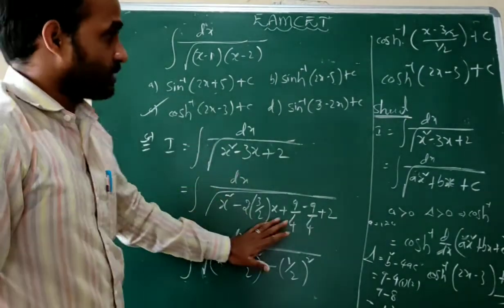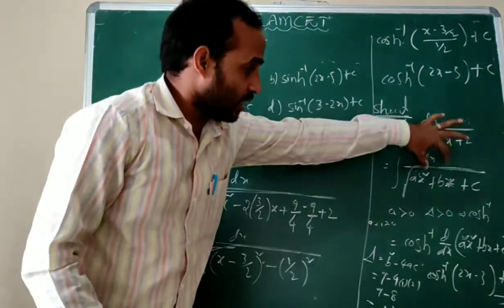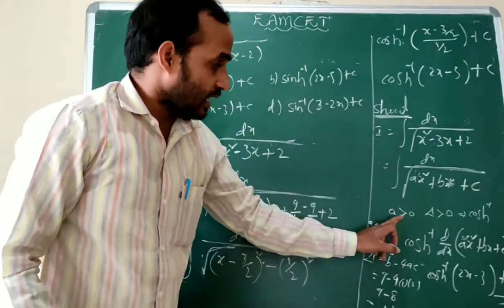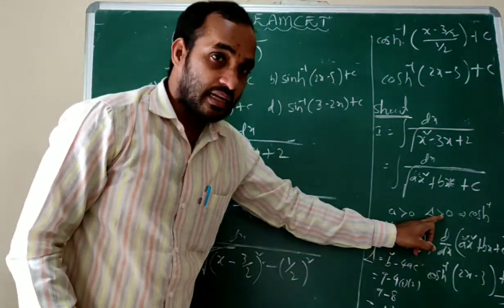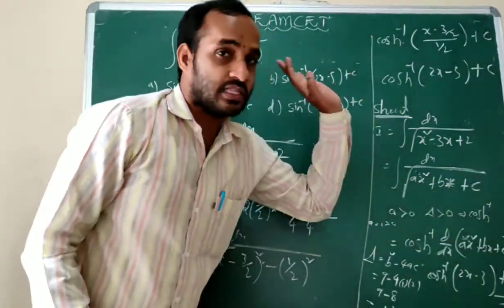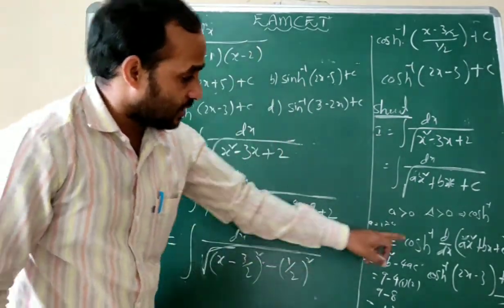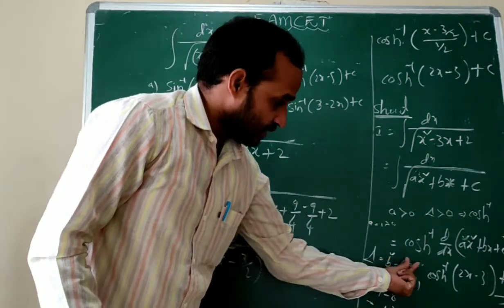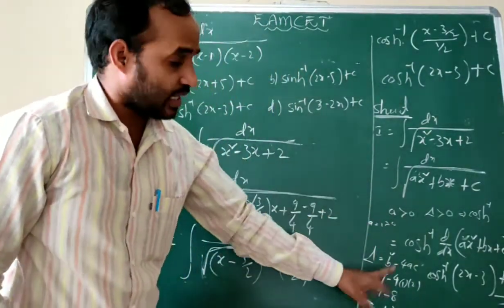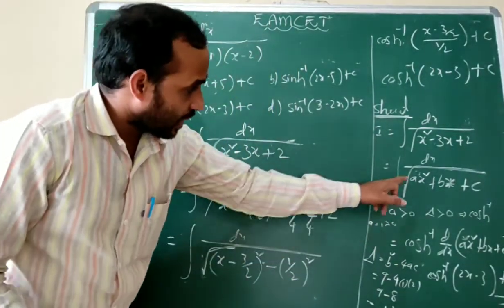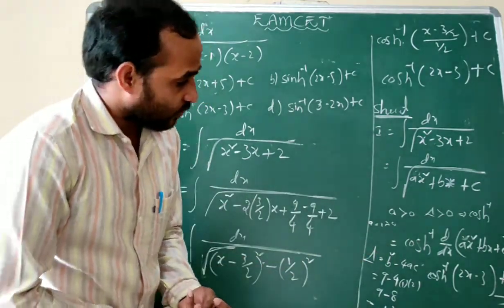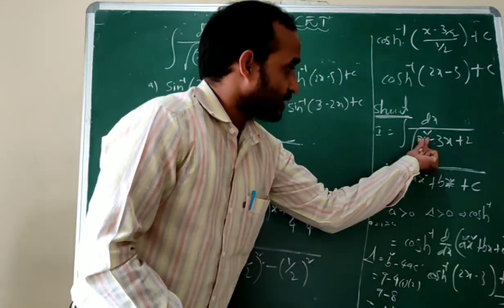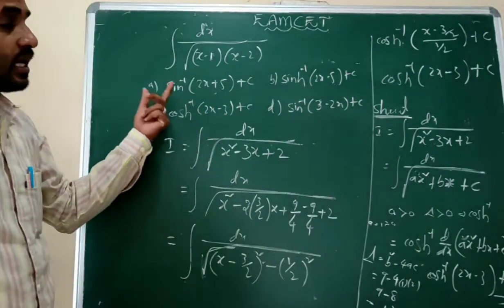This is the procedure. Otherwise, the shortcut: the formula for ax square plus bx plus c, with a greater than 0 and delta greater than 0, implies cos h inverse is the formula. Cos h inverse of the derivative of the function, where delta is b square minus 4ac. Here 9 minus 8 is greater than 0, and a value 1 is also greater than 0. Therefore cos h inverse of the derivative of the function, 2x minus 3, that option is the correct answer.